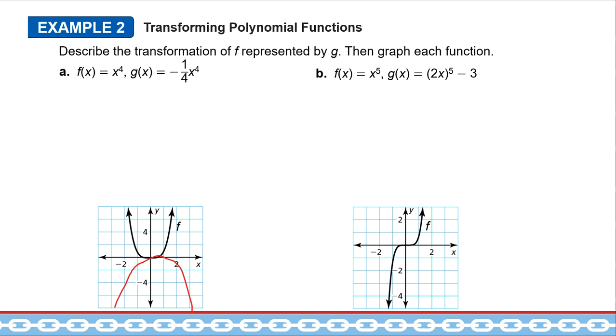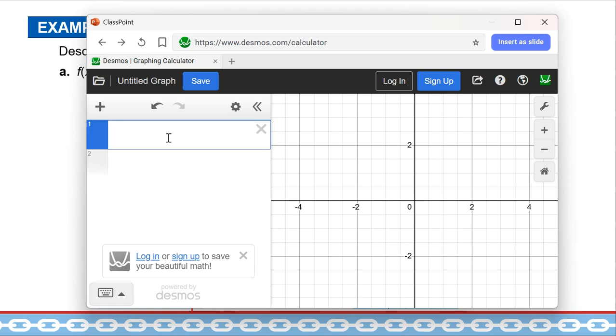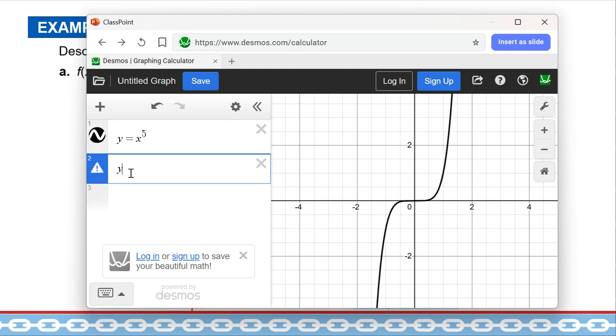For part B, we have x to the fifth and then (2x) to the fifth minus 3. Now I know that this minus 3 is going to shift things down 3 units. What I need to see is what this 2x is going to do, right? So let's clear out our olds. I have y equals x to the fifth, and my second one is y equals (2x) to the fifth minus 3.